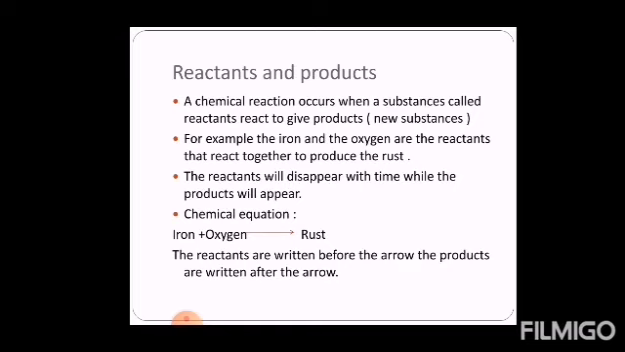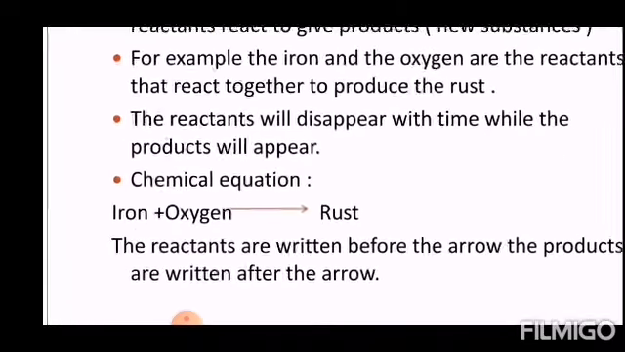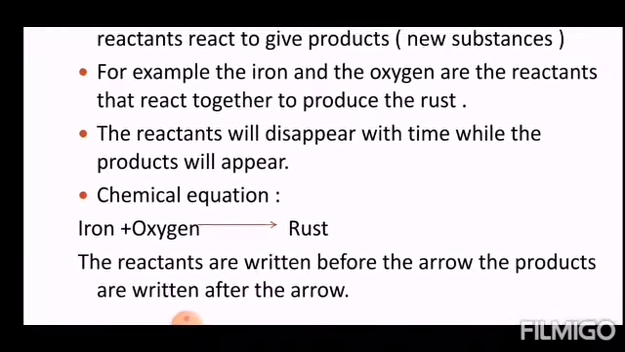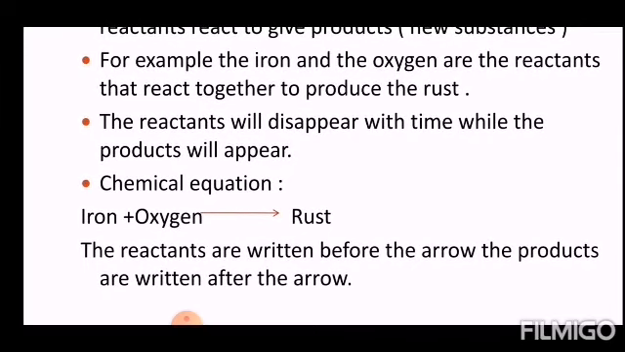For example, iron and oxygen react together. They are called reactants. Rust appears, so it is the product. So the iron and the oxygen are the reactants. They react together to give us a new substance, which is called the product, which is the rust. During a chemical reaction, the reactants will disappear while the products will appear. For example, the iron will disappear with time and the rust will appear with time.